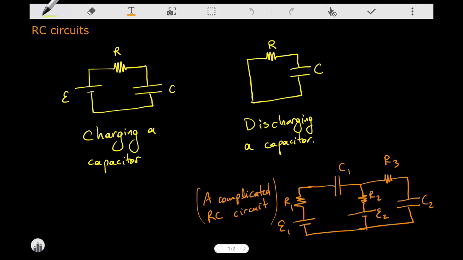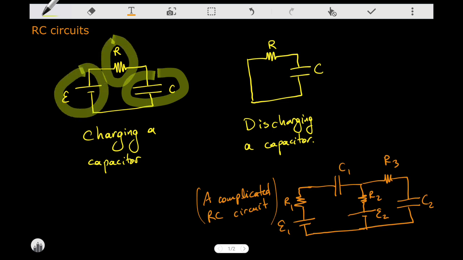Right, we are going to spend some time on analyzing RC circuits. So these are DC circuits that contain a capacitor as a circuit element. So we have a capacitor, but in addition to the capacitor, we have resistors and the EMF devices.